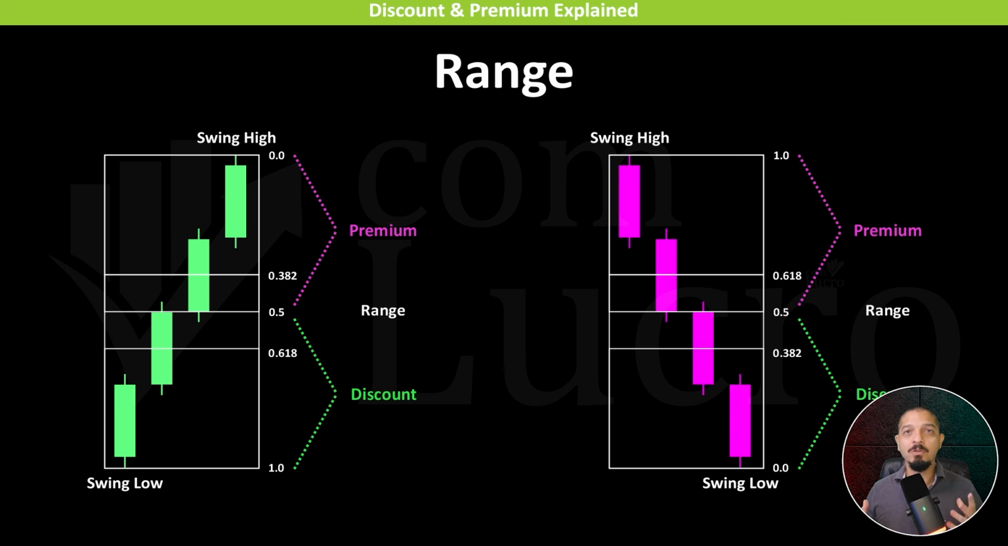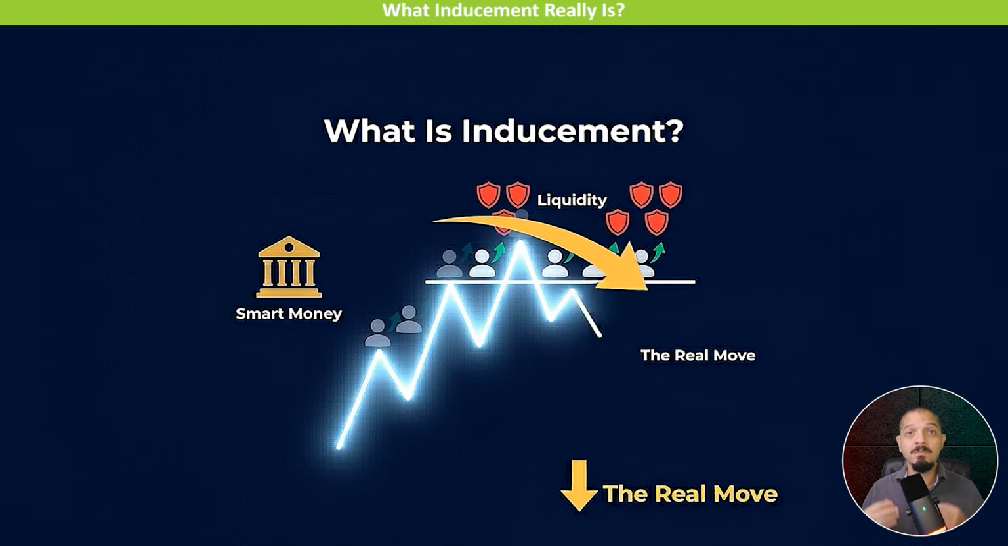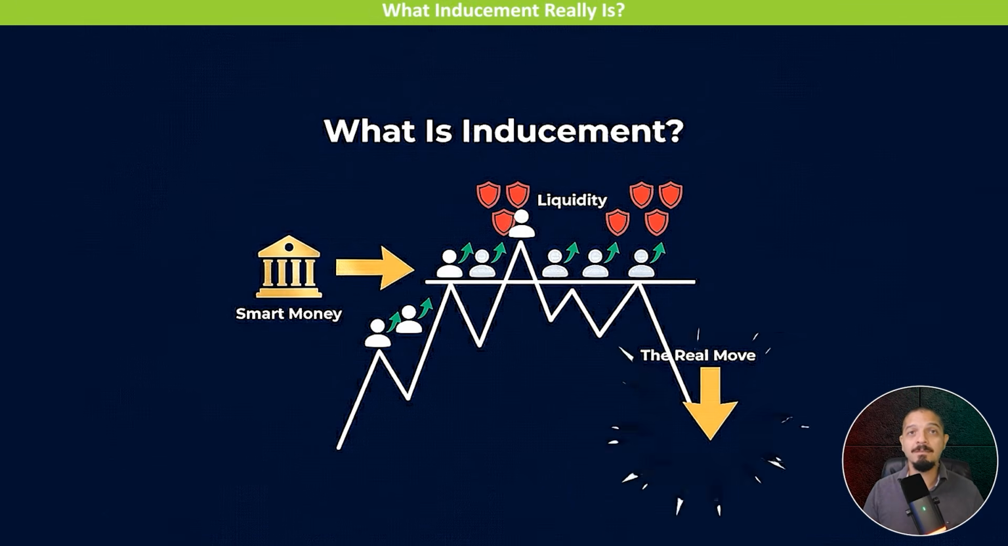However, even when traders correctly understand market structure and where price is positioned within the range, many still fall into traps created by the market. Price does not always move directly from a premium or discount level into the expected direction. Very often, the market first creates liquidity by tempting traders into early entries before the real move begins. This behavior is known as inducement. Traders, do you know what inducement really is?